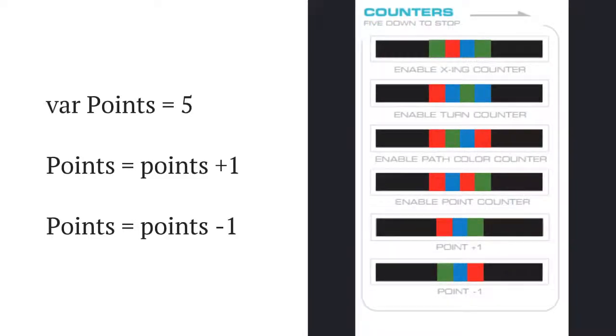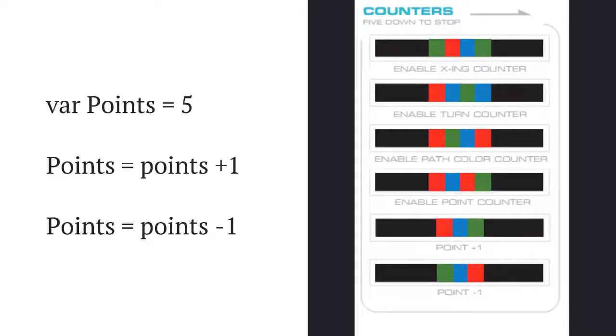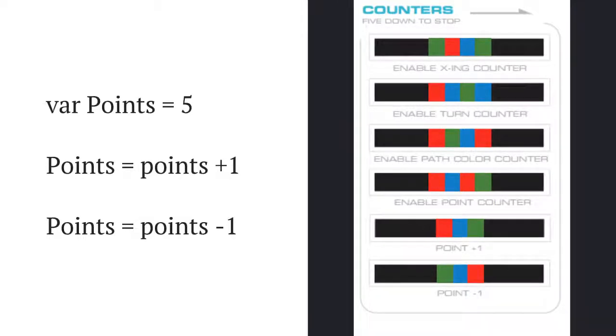When you first enable the point counter, Ozobot essentially defines a variable called points and assigns it a value of 5. You can then use the point plus 1 and point minus 1 codes to change the value stored within the points variable by 1. Ozobot will stop when the point value equals 0.